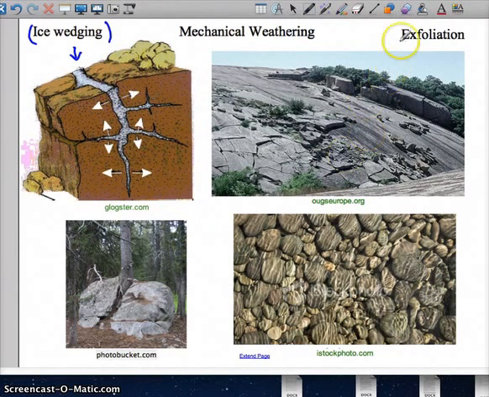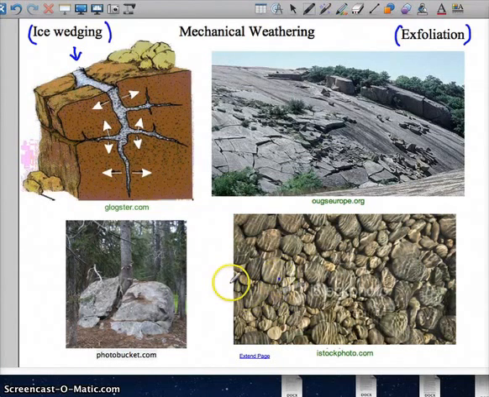A second form is something called exfoliation. Exfoliation simply is when layers shed like an onion peel. If you can see this rock right here, it just seems like it's shedding an outer layer. Here's what scientists think happened here. They think this rock was once under the surface, probably an intrusive rock. The pressure on it was very strong, but when it broke through the surface and other things eroded around it, that pressure was no longer there. So that makes the top layer a little bit weaker. That's what scientists think on that one.